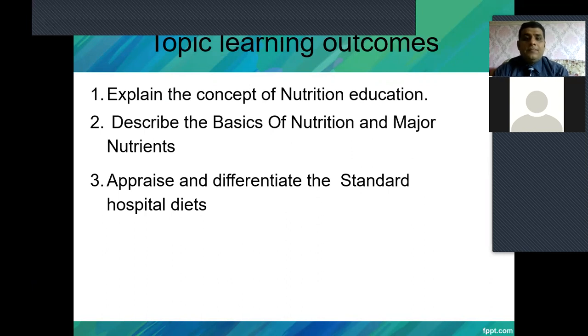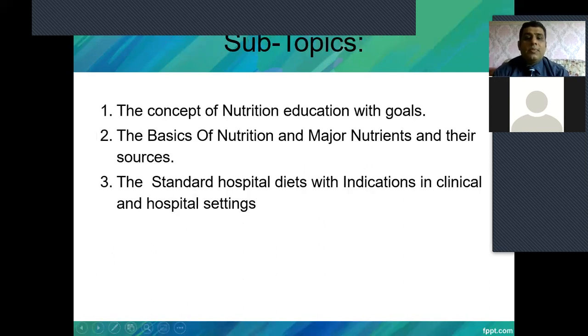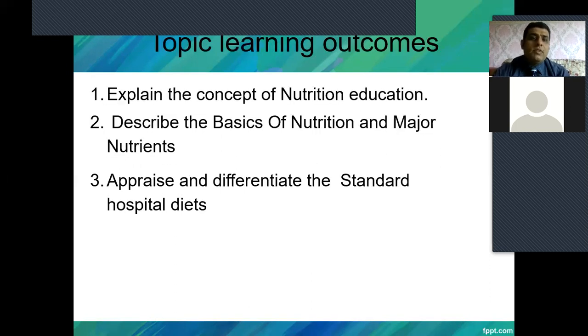Okay, so let's continue. These are the subtopics, so we will discuss this. I have already covered the subtopics. Then the topic learning outcomes will be from these subtopics. The topic learning outcomes will be at the end of the lecture.